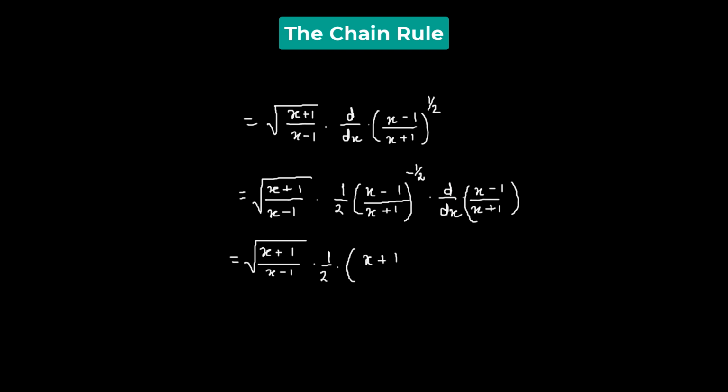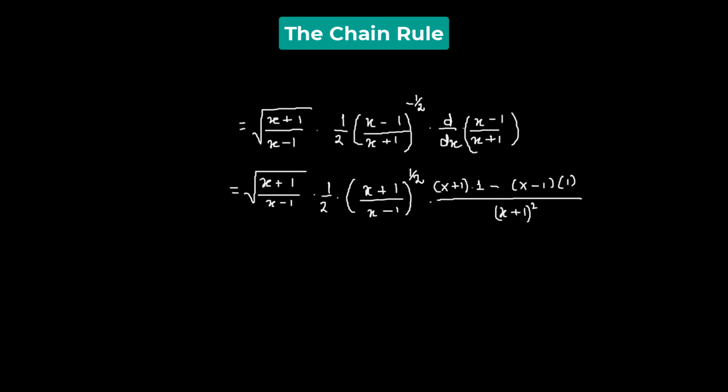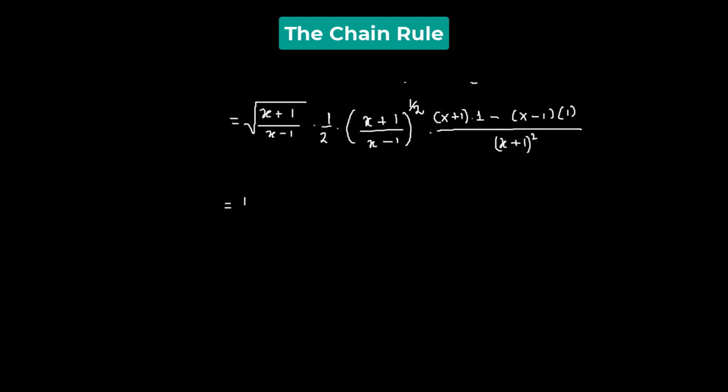So we have x plus 1 over x minus 1, so the exponent will become positive, times, now we find the derivative using the quotient rule. So we have x plus 1 whole squared, and the numerator will have x plus 1 multiplied by the derivative of x minus 1, which is simply 1, minus x minus 1 multiplied by the derivative of the denominator, which is also 1. So that leaves us with the square root, let's write the half in front.